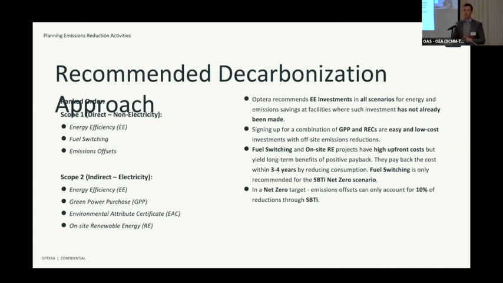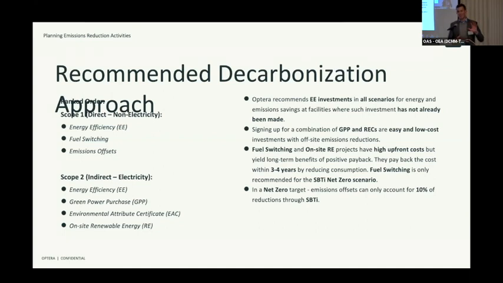Scope 2: energy efficiency. Yet again, the first place we start. Every kilowatt hour saved is one you don't have to buy renewable energy for. But then you do buy renewable energy, looking at direct through utility purchase programs, what we call a GPP, environmental attribute certificates, and then last but not least, on-site renewables.